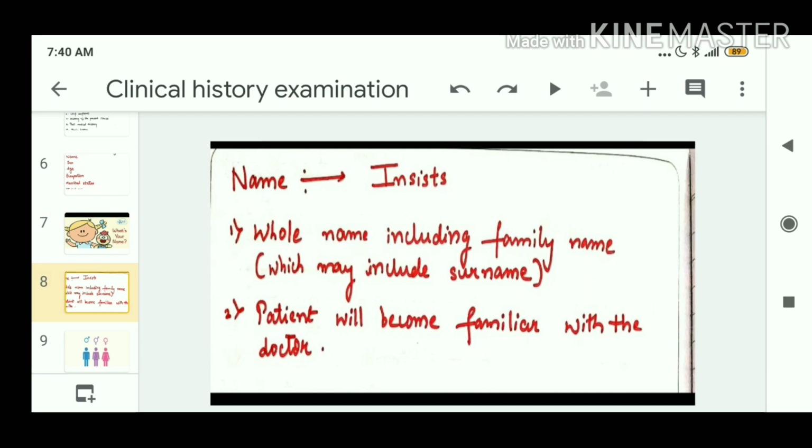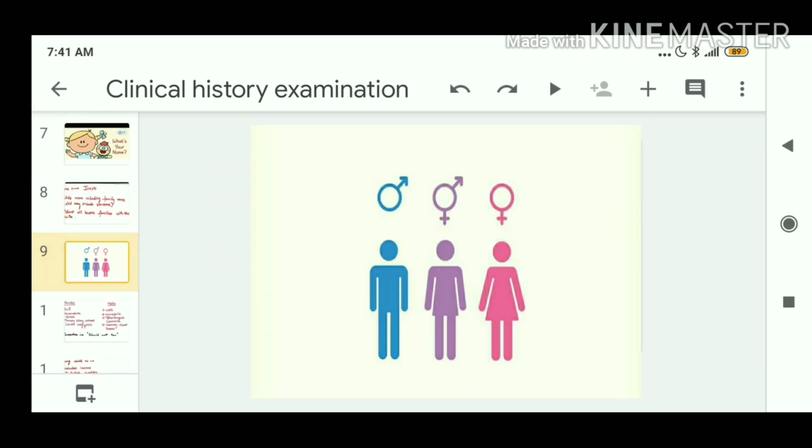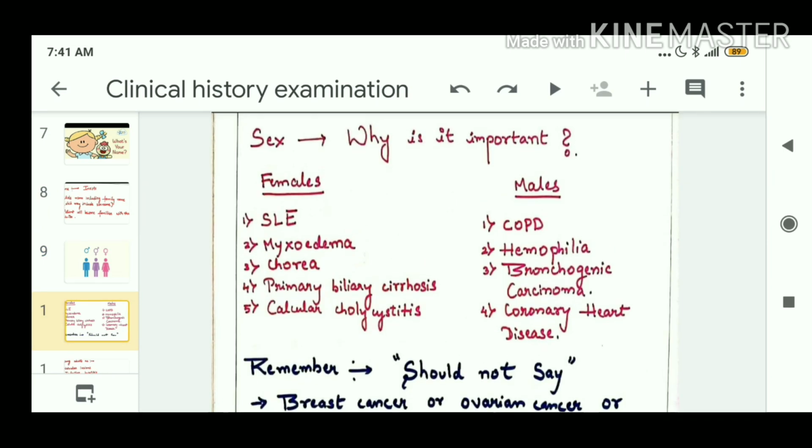So next to the name, you should know the sex of the patient, whether it is male or female. Why is sex again important? You see, some diseases are common in females, and some diseases are common in males. In females, diseases like SLE, systemic lupus erythematosus, myxoedema, chorea, primary biliary cirrhosis, calculous cholecystitis are common, and in males, COPD, chronic obstructive pulmonary disease, hemophilia, bronchogenic carcinoma, coronary heart disease are common.